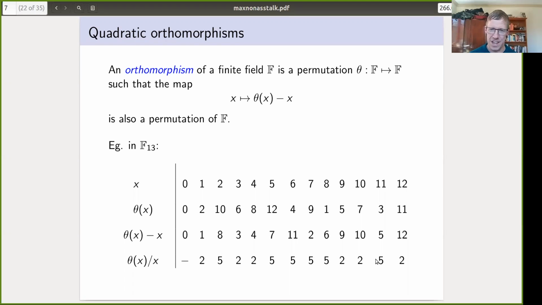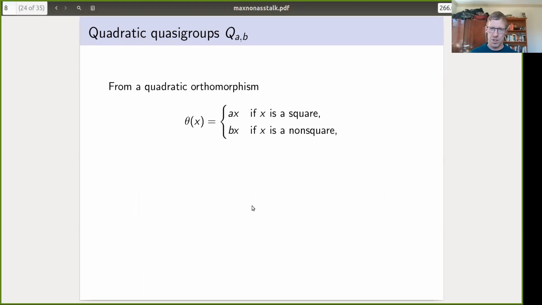And you peer at that a little bit longer and you realize that I'm getting a 2 for all the quadratic residues and a 5 for all the quadratic non-residues. So the way that I've designed this orthomorphism is by doubling all the residues and multiplying all the non-residues by 5. And this is what I mean by the quadratic orthomorphism. So these are the things that we use for building our quasi-groups.